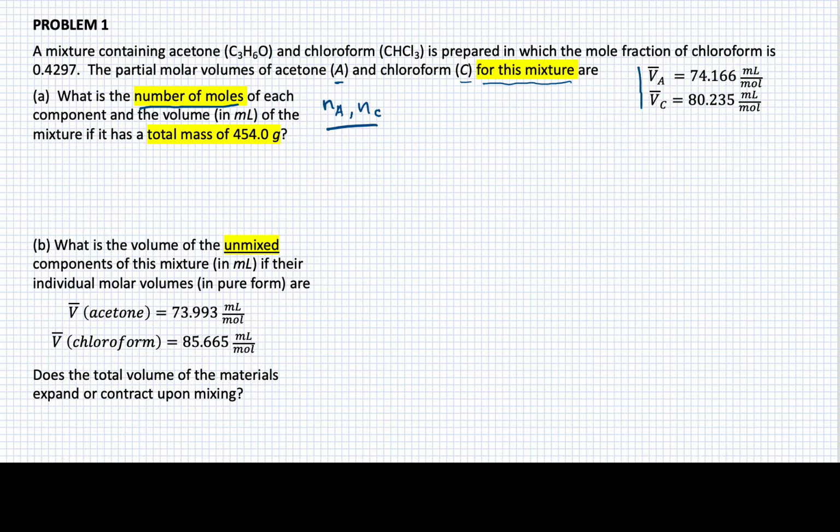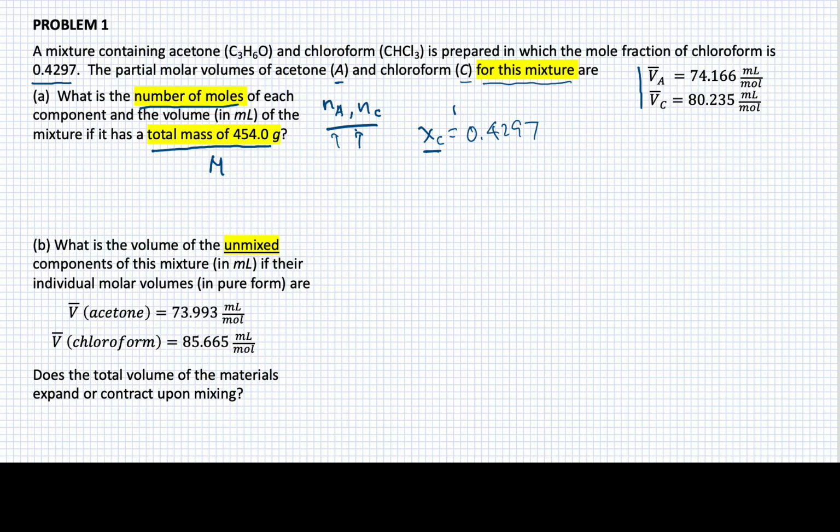There are two unknowns. We're given that there is a total mass in the mixture of 454 grams. So we have a total mass, and we have partial molar volumes. And what else do we have? We have the mole fraction of chloroform. So XC is 0.4297. So how can we get after this? Well, I'll just mention that we have two unknowns, and you might find that there is just one equation that you can really relate these things to in order to determine the total mass, for example, of this mixture. Well, once you have a mole fraction, you now have a connection between the two components. And that connection should allow you to find both of these.